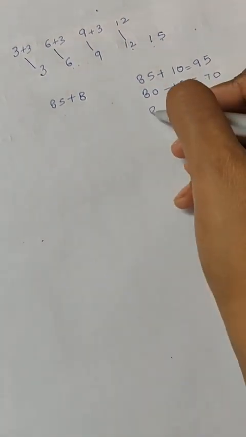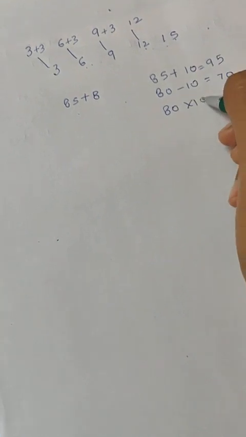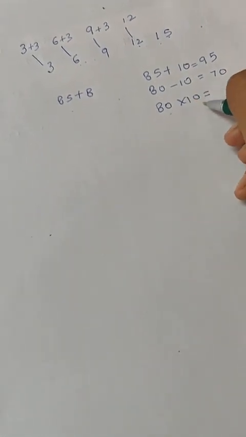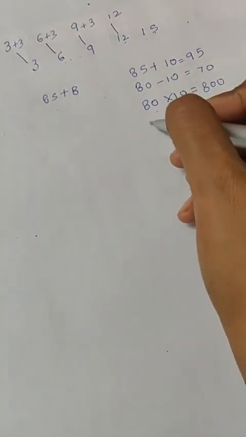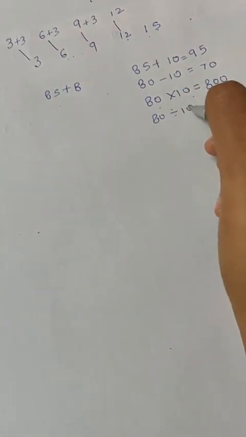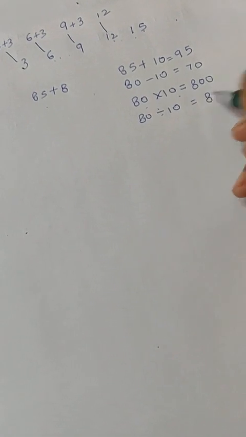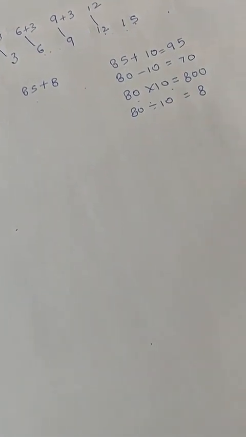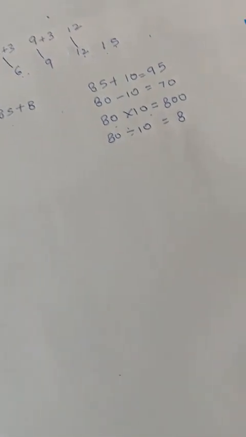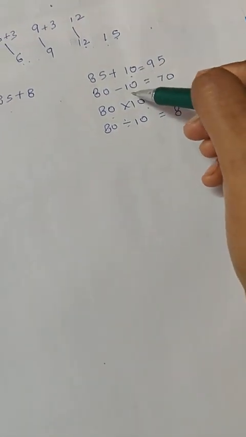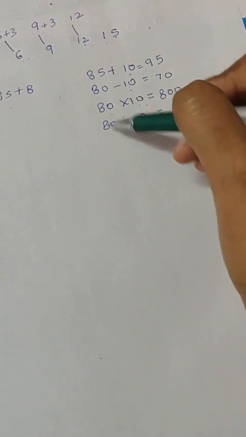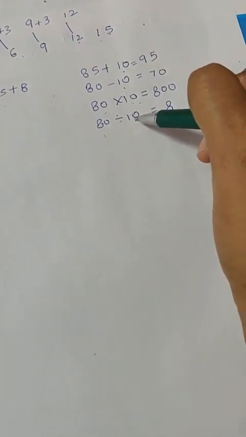If I ask you what is 80 multiplied by 10, then you just have to put 2 zeros behind 8 and you get your answer. If I say what is 80 divided by 10, it is 8 because you'll just cancel the zero and you'll get your answer. So what we conclude is that it is always easy to add, subtract, multiply and divide any number by 10 or its multiples.